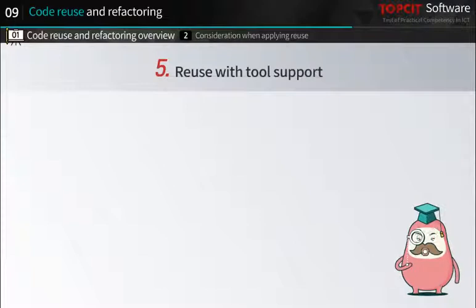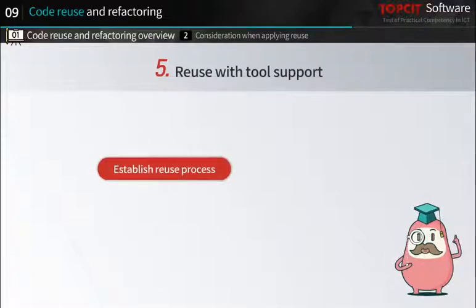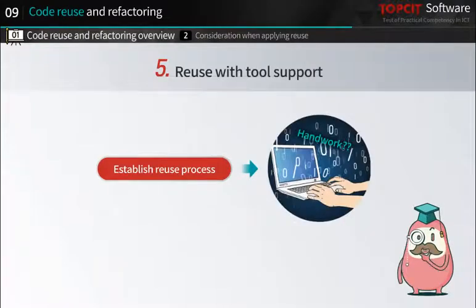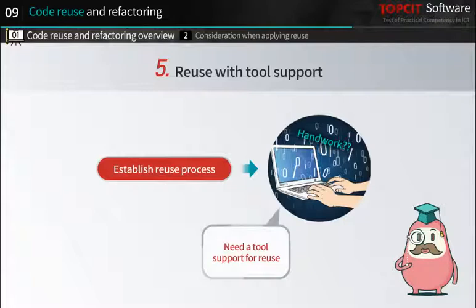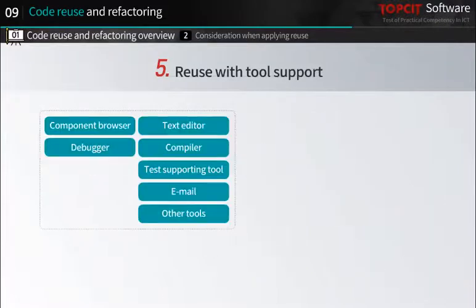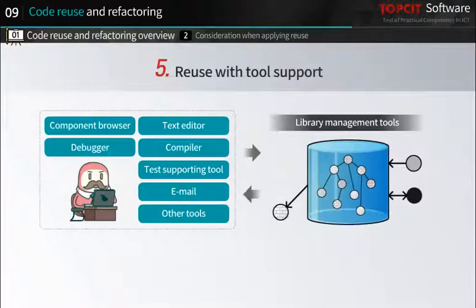Fifth, it is reuse with the support of tools. Even if the process for reuse has been established, it would be very troublesome if it had to be done by hand. So it is necessary to have a tool that supports reuse. These support tools are shown on the screen. They are Component Browser, Debugger, Text Editor, Compiler, Test Supporting Tool, Email, and other tools.